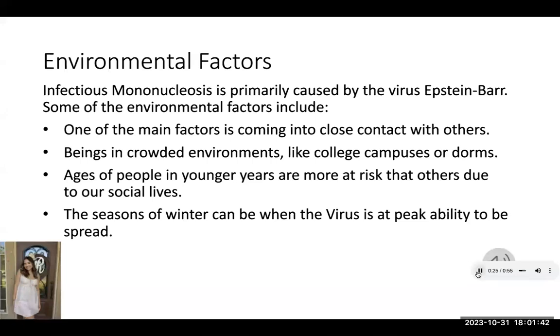Being in crowded environments like college campuses like Texas State and any dorms is more at risk than other places. Obviously, I would just say try keeping out of crowded environments as much as you can. People who are younger are generally most at risk because of our social lives compared to older or very young people. During this age, we go out more, so we're more at risk for the disease. And lastly, winter seasons are when the virus spreads more easily.